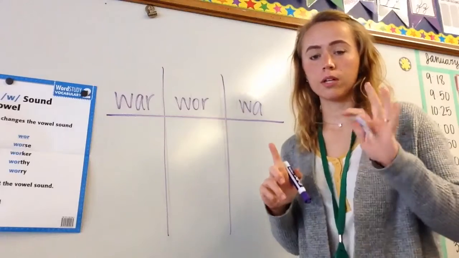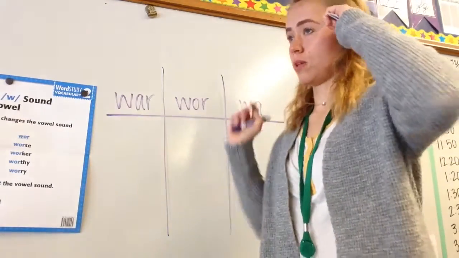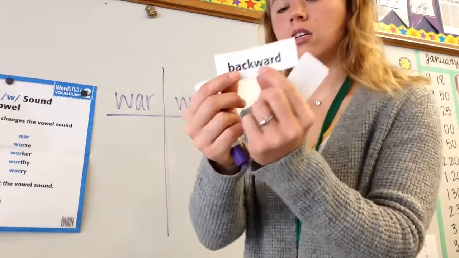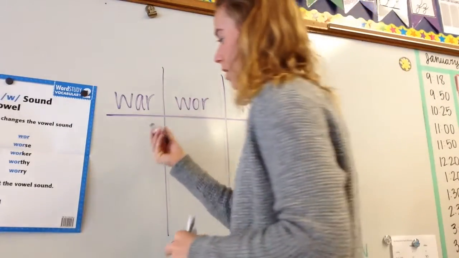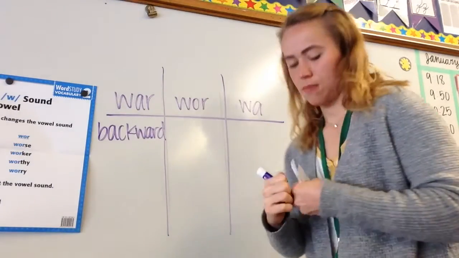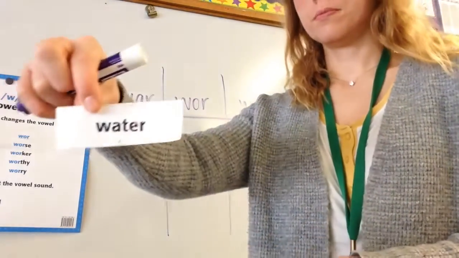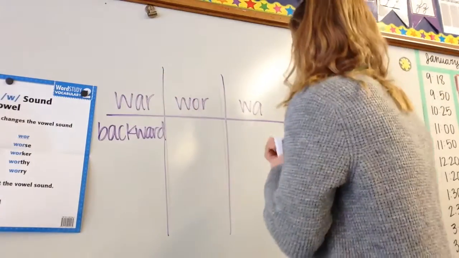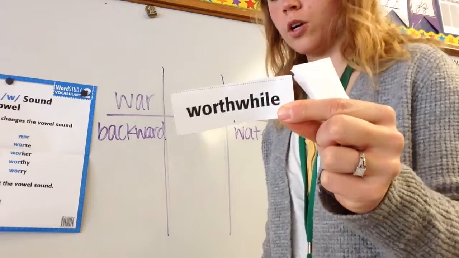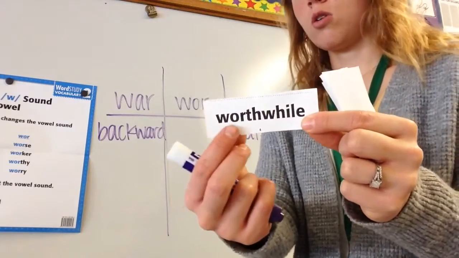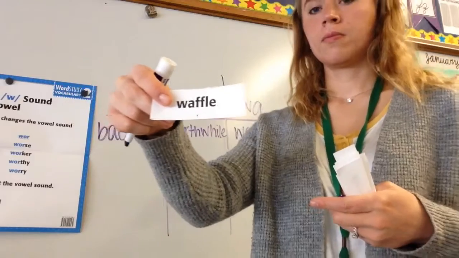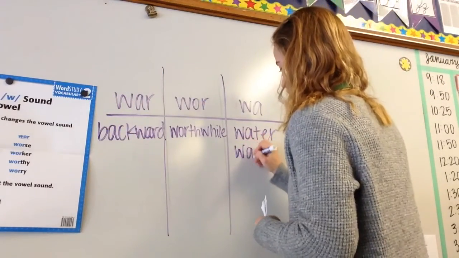I'm going to do one more word sort with just some random cards, and they will be sorted by war, were, and wa. My first word is backward, and here I see a W-A-R. So this word will be going under this column here. Okay, my next word is water. Here I just have a W-A, so this comes over here. You hear the wa sound in water. My next one is worthwhile. So here I have a W-O-R, so that comes here. And my next one is waffle. Waffle has a W-A, so that comes over here. So you hear the wa sound.